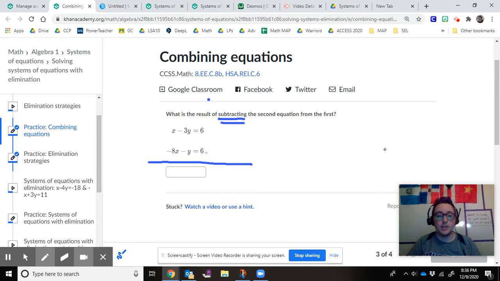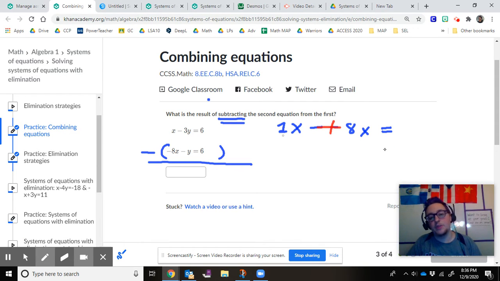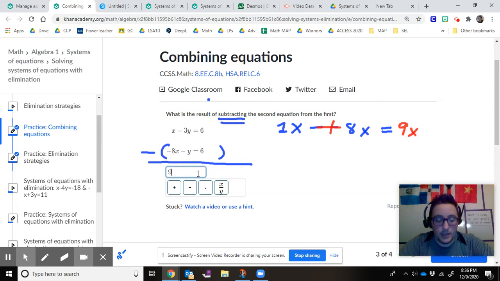That means I'm going to do x minus a negative 8x. That's like 1x minus a negative 8x. A negative and a negative becomes a positive. So this is really 1x plus 8x, which is 9x. So my answer is going to start with 9x. I'm going to keep going.